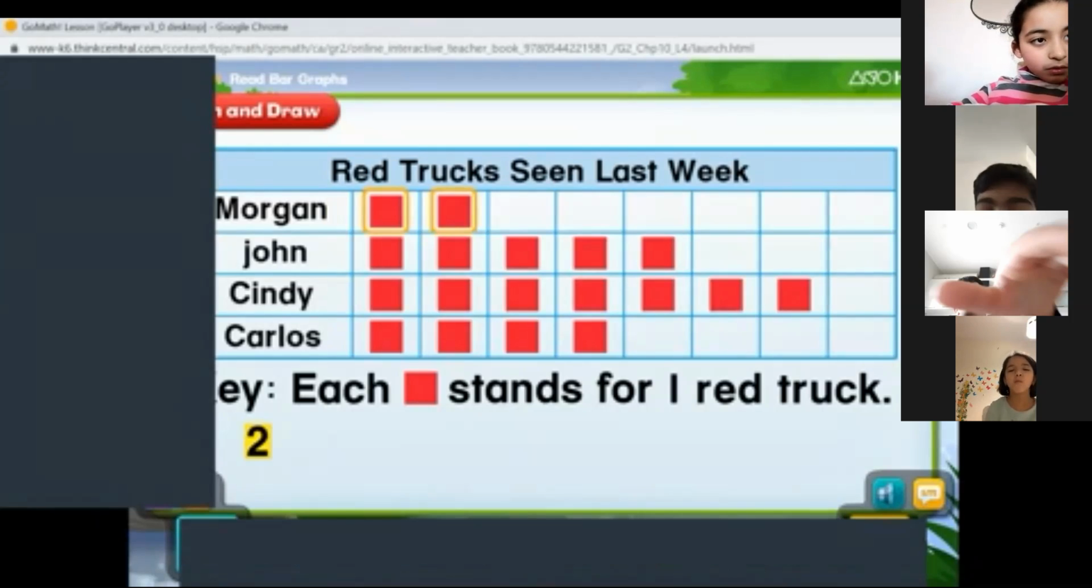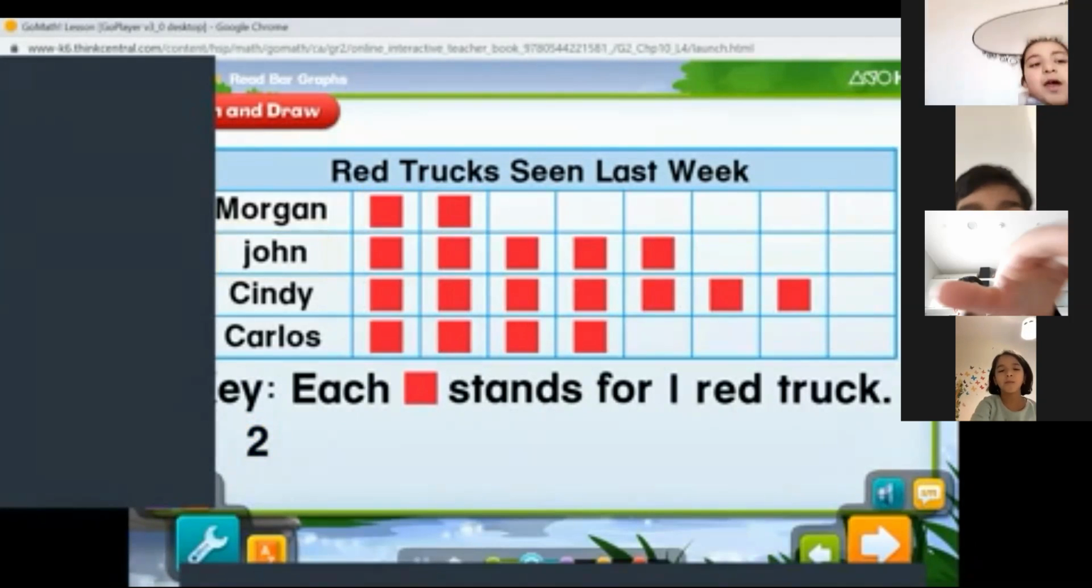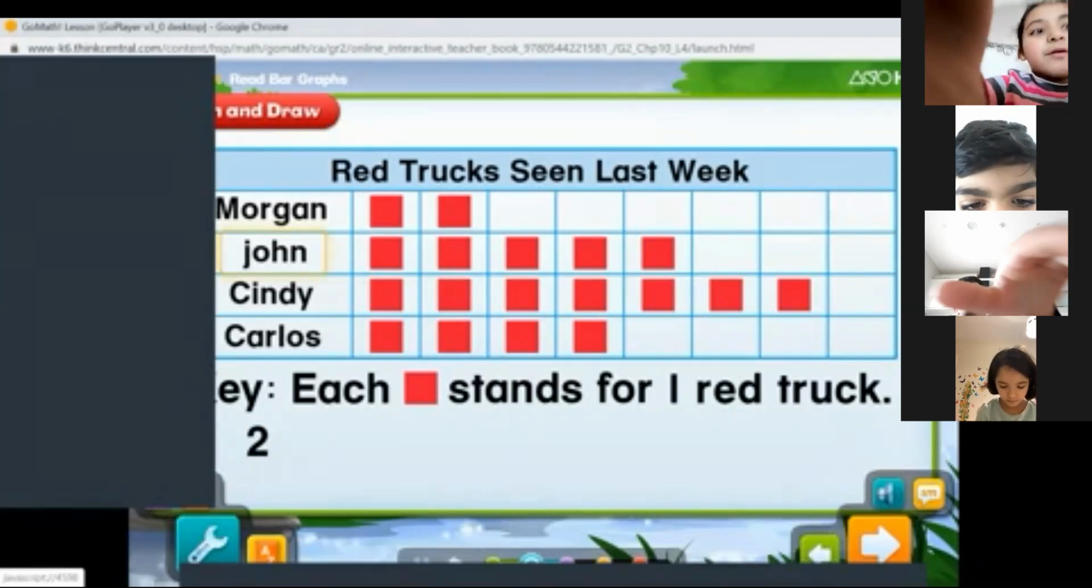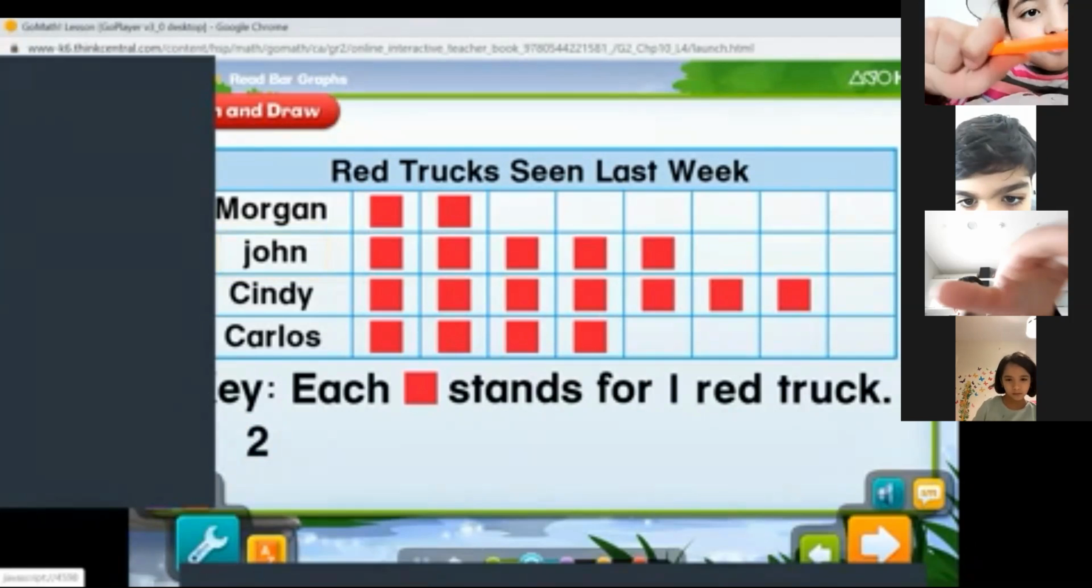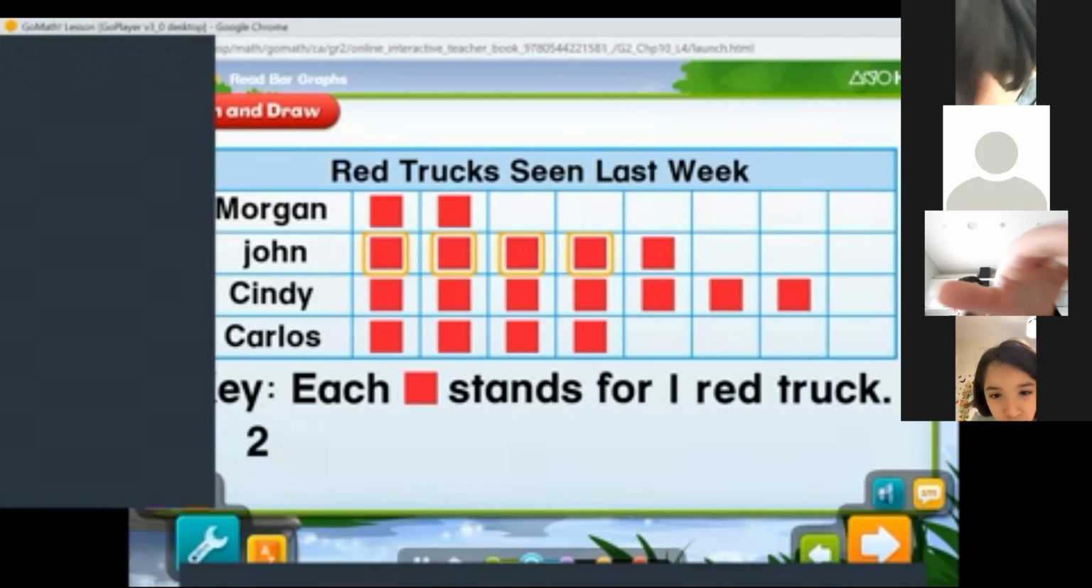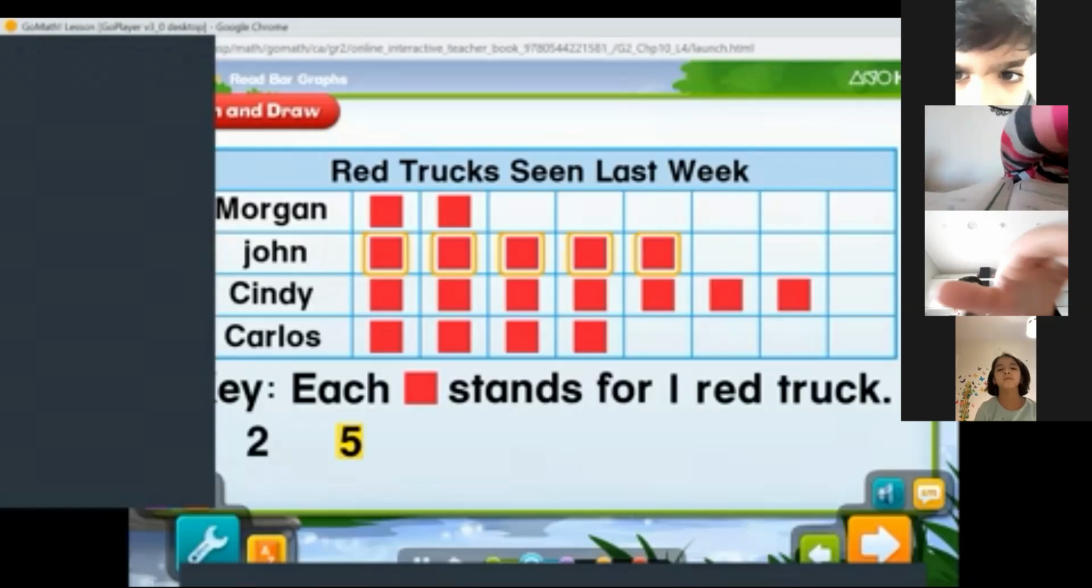How many red trucks did John see? Who can tell me about John? How many red trucks did John see? Bilal. Yeah, I can. John sees 1, 2, 3, 4, 5. Let's check. John saw 1, 2, 3, 4, 5 red trucks.